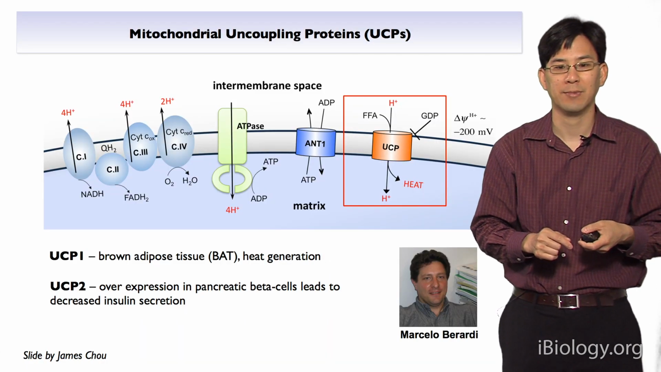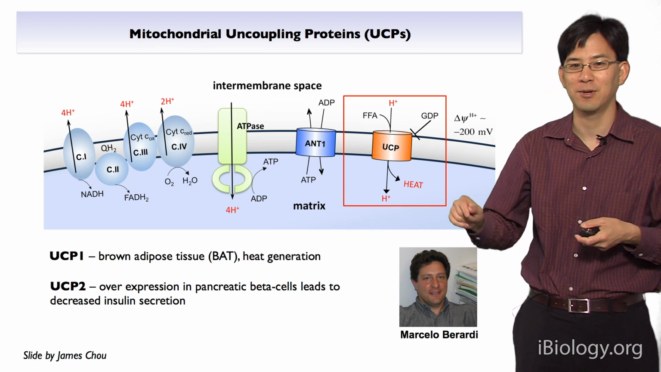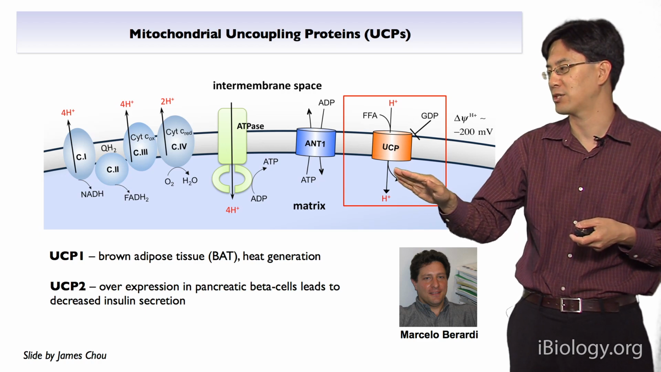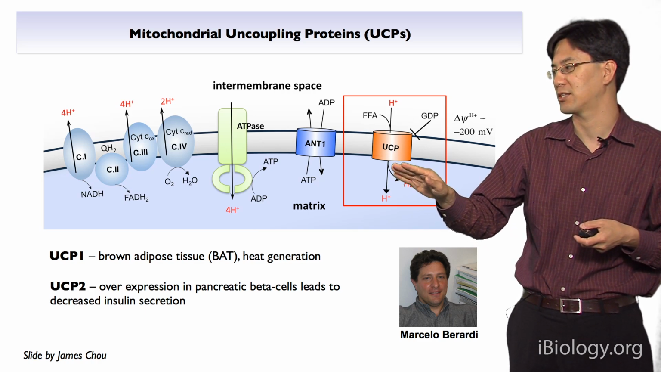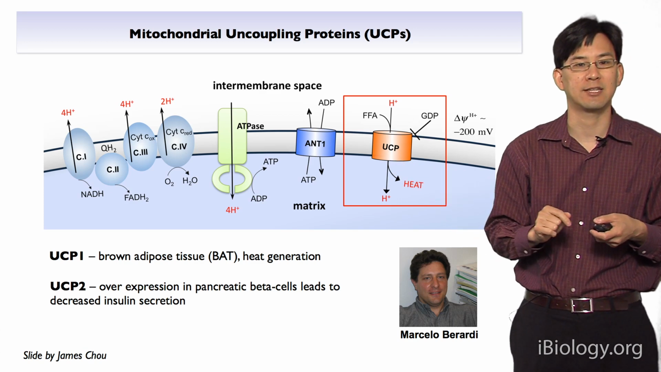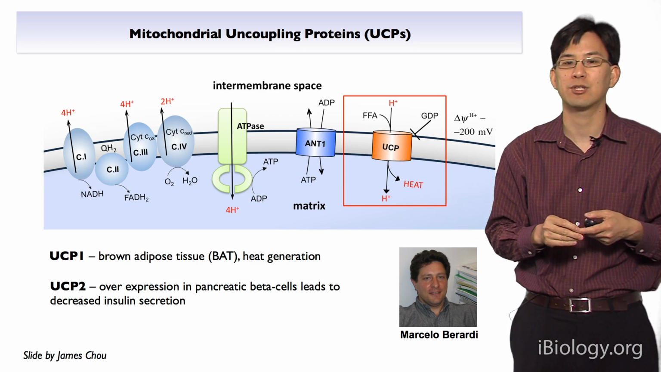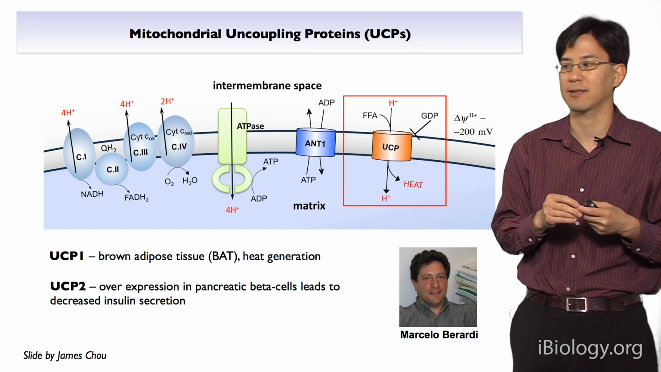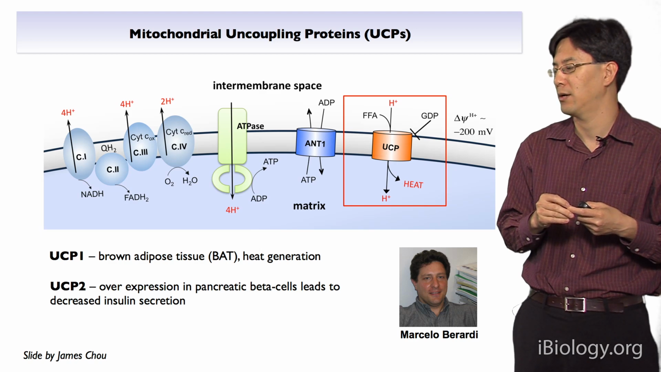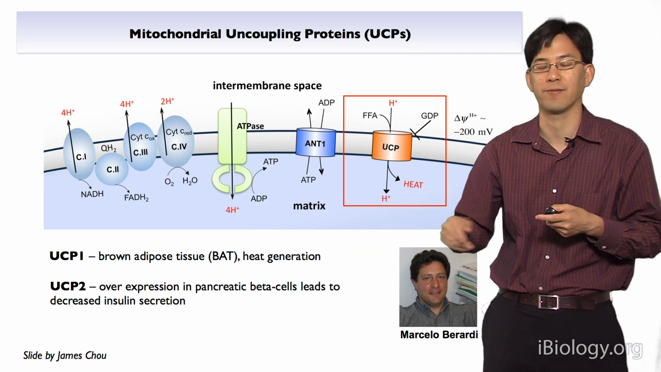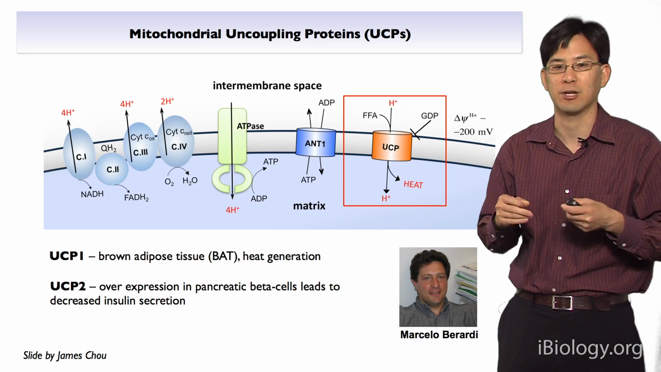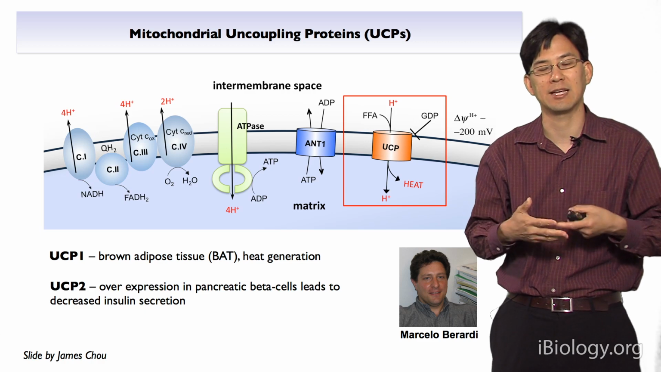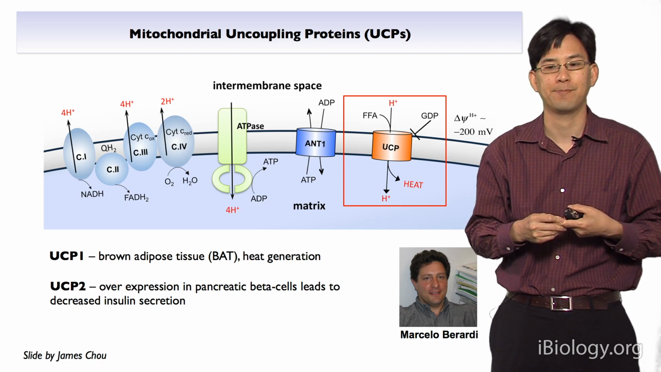So Marcelo Berardi in James Chou's lab was able to use our DNA nanotubes in order to solve the structure of a protein from the UCP family. So these are the uncoupler proteins that exist in the inner mitochondrial membrane, and they're known to have an activity of translocating protons back into the mitochondrion. UCP1 is the most famous member of this family. It's present in brown fat, and what it's doing is it's just leaking protons across that membrane, and that generates heat. So it's a mechanism to generate heat in brown fat.